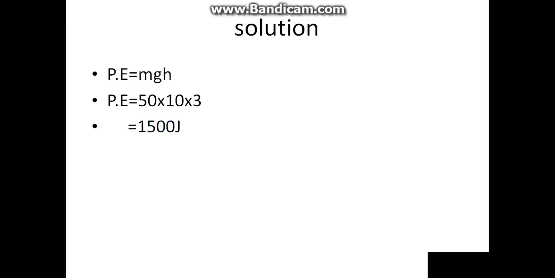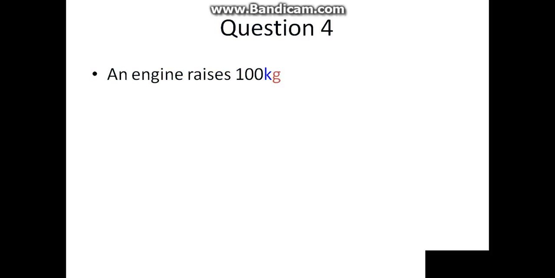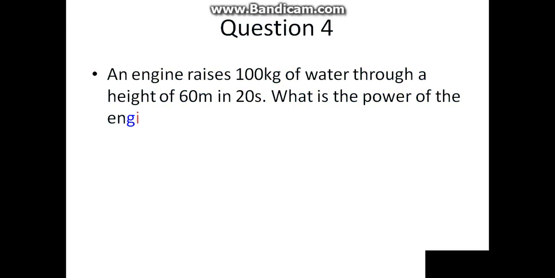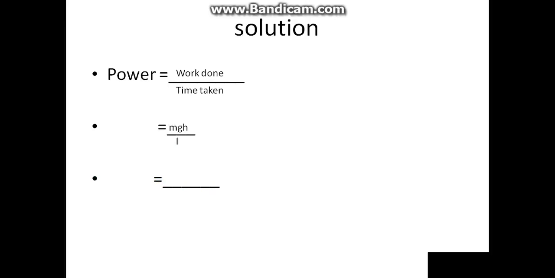Question 4. An engine raises 100 kg of water through a height of 6 meters in 20 seconds. What is the power of the engine? Solution. Power is equal to work done over time taken, where work done is mgh and time taken is t. Substituting the values, we have 100 times 10 times 6 all over 20, which gives us 300 watts.